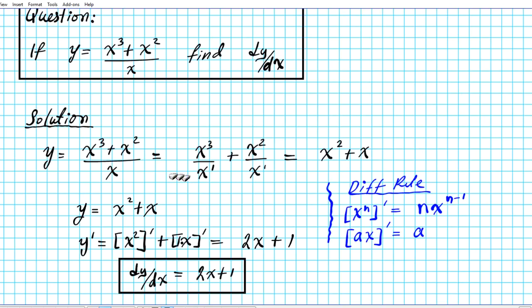Okay? So anytime you're presented with a problem, before you start jumping into the quotient, product, or chain rule, always ask yourself, can I rewrite this so that I don't have to use any of those big three rules? Okay?